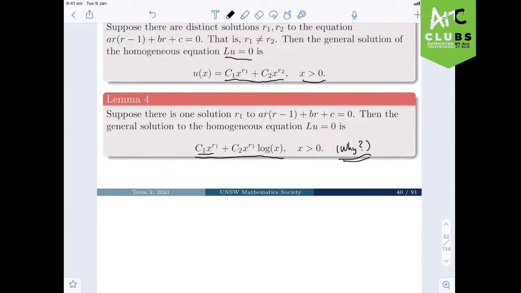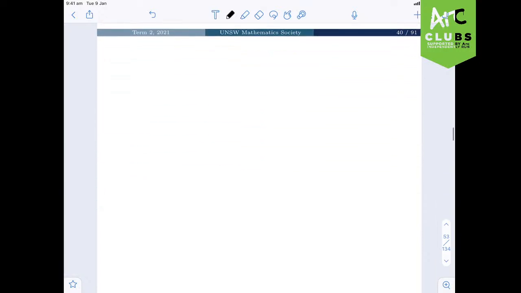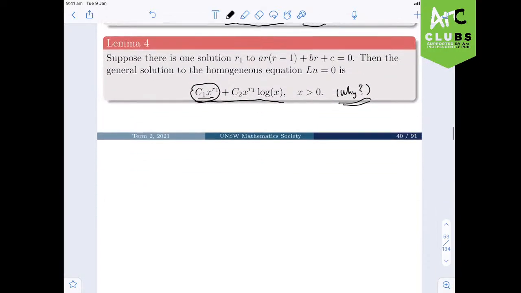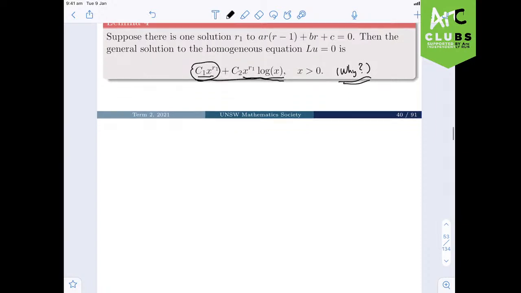Reduction of order is how you can find a second homogeneous solution given that you already have one. And we already have one. This is one of the homogeneous solutions. If we use reduction of order, we're going to get that this is the second homogeneous solution. And I think you can have a try of that yourself. I won't do it here because we're running out of time, so I'll just skip ahead.